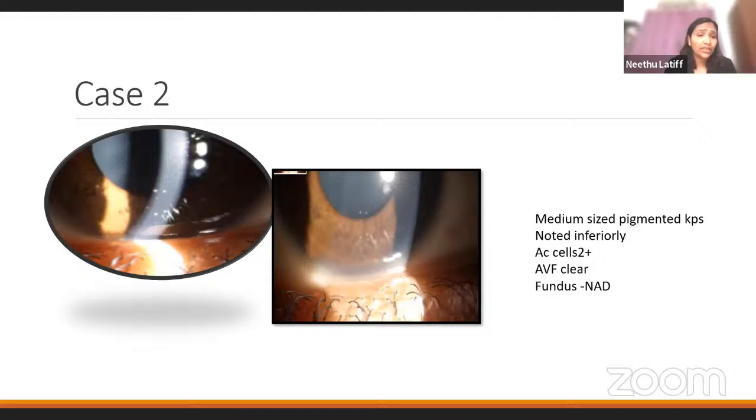You can see that there are a few medium and fine pigmented KPs distributed inferiorly in the cornea. AC reaction of 2+, and the fundus was normal. So for this patient, I think the probable diagnosis is viral anterior uveitis. I treated the patient with topical steroids and anti-glaucoma medication, and he responded very well to medication, and he didn't come up with a recurrence so far.